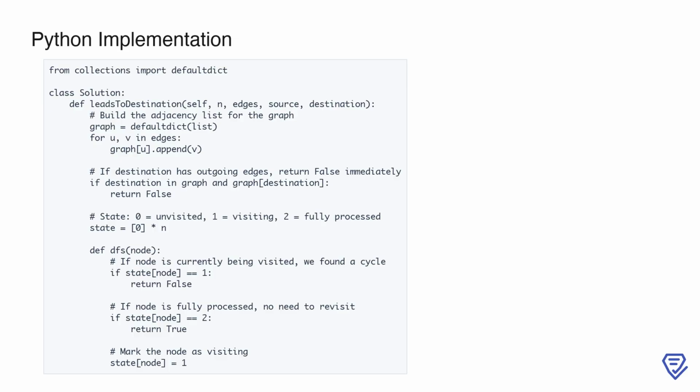If we encounter a node that is already being visited, this indicates a cycle, meaning not all paths lead to the destination, so we return false. If the node has already been fully processed, we skip further exploration and return true. Finally, before exploring its neighbors, we mark the current node as visiting by setting its state to 1.